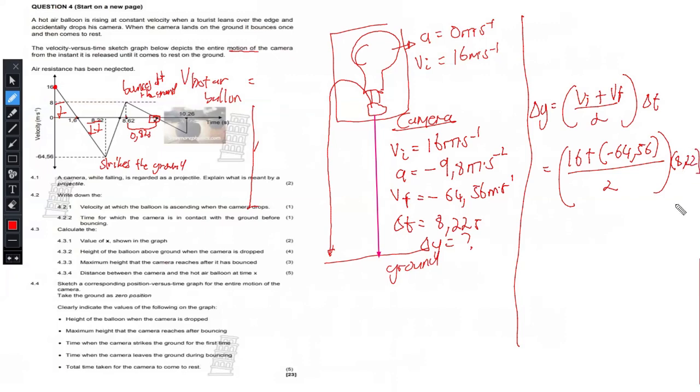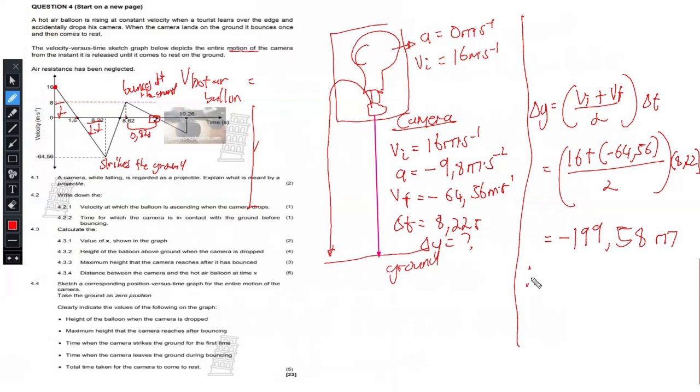Now you're simply just going to grab your calculator and punch all of that. So we have bracket 16 minus the 64.56, and then divided by 2, and then bracket multiply that by the 8.22. Right. And then when you punch that into your calculator, you get a negative 199.58 meters. So I'm just going to round off to 2 decimal places. Right. Negative 199.58 meters. And that becomes the height of the hot air balloon.